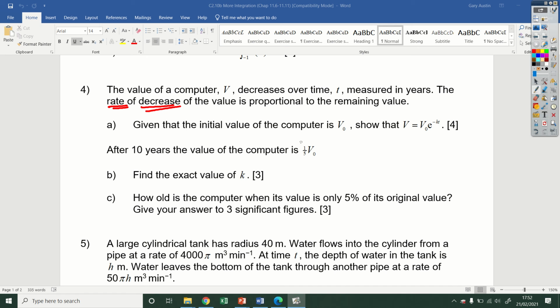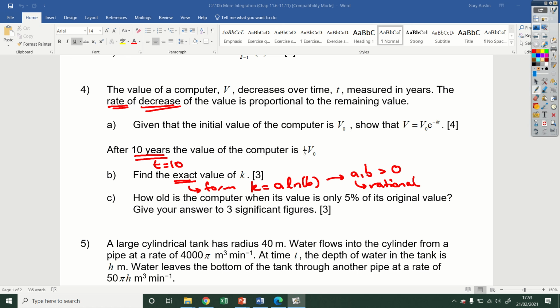After 10 years, the value of the computer is a fifth of v0. So quite clear what to do there. It's going to be time t equaling 10 years. Make sure that your units match the units that's given for t, and it does. So find the exact value of k as well, it wants that as some exact value. And I can tell you that the form of your answer is going to be k equals a times the natural log of b, where a and b can both be positive, and they're also rational numbers as well. Okay, so that's the form of the answer, if you can get it to look like that.